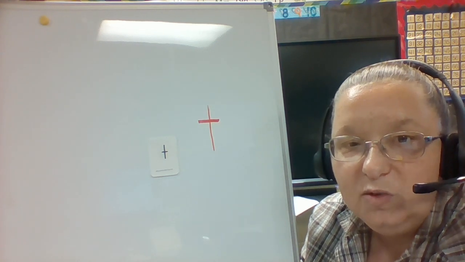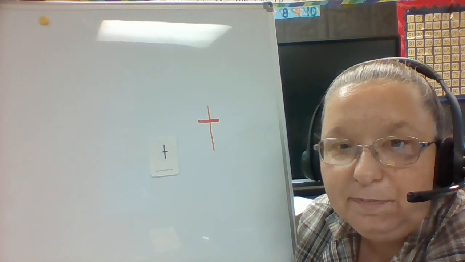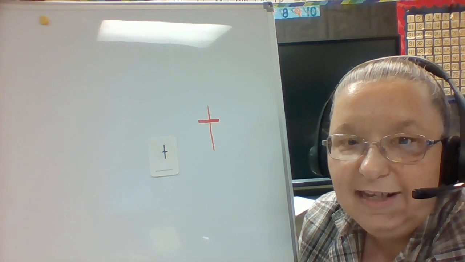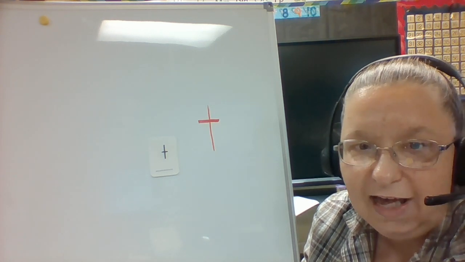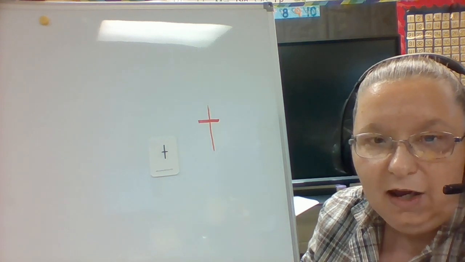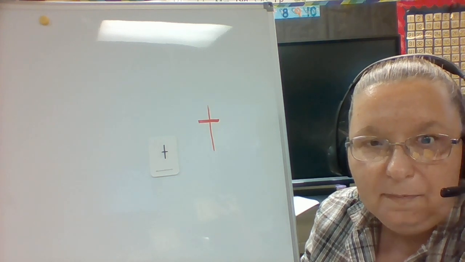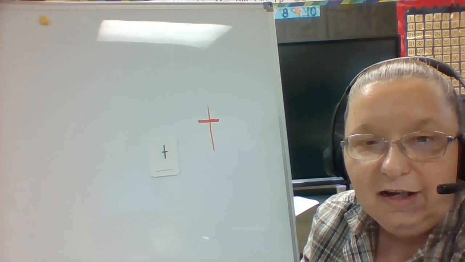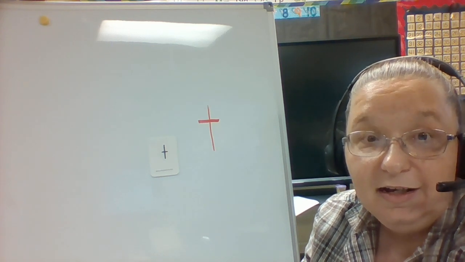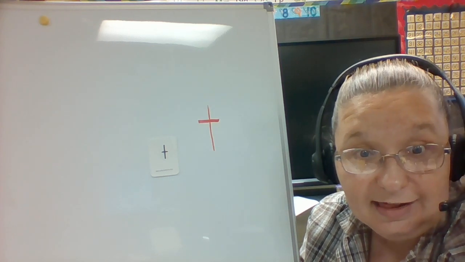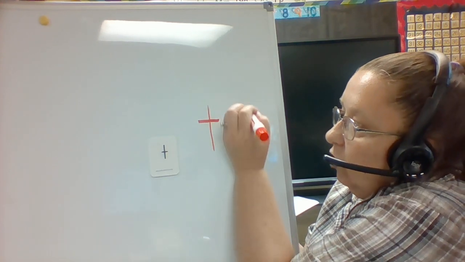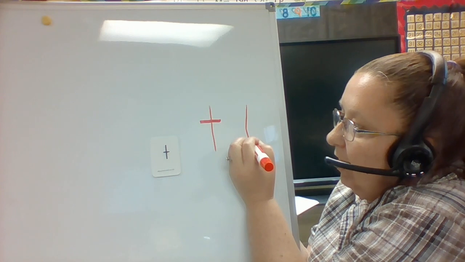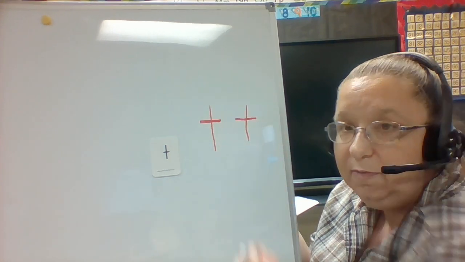Listen to this next word. Sip. I don't hear the t sound in that, do you? Nope. Listen to this next one. Bat. Did you hear that at the end? Bat ends in the T, so make your lowercase t, big line down, cross it in the middle.